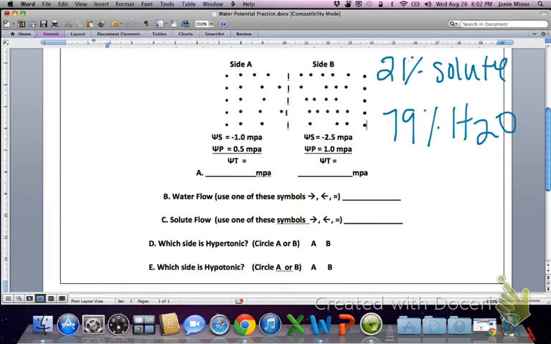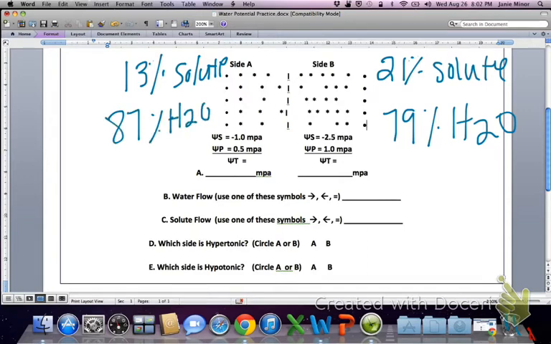Glad we caught that. On side A, we had 13% solute, and then we had 87% water. So those numbers are going to be very important for us for letters B and C. Now, water flow, we want to know the direction of it for letter B.